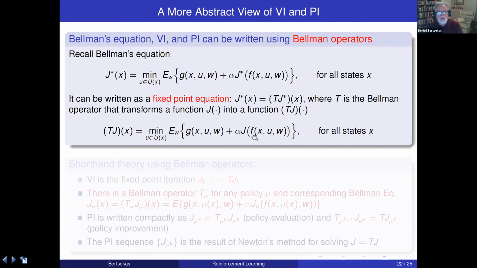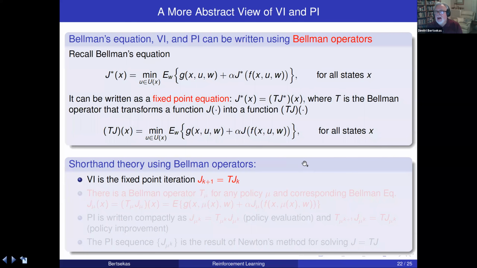Now, with this notation, you can write in shorthand an awful lot of stuff that's useful and relevant to us. Value iteration is simply this fixed point iteration. Each value iterate is obtained by applying this Bellman operator, or dynamic programming operator, to the current iterate. J k is the current iterate, T J k is the next iterate. That's value iteration, and it's very shorthand.